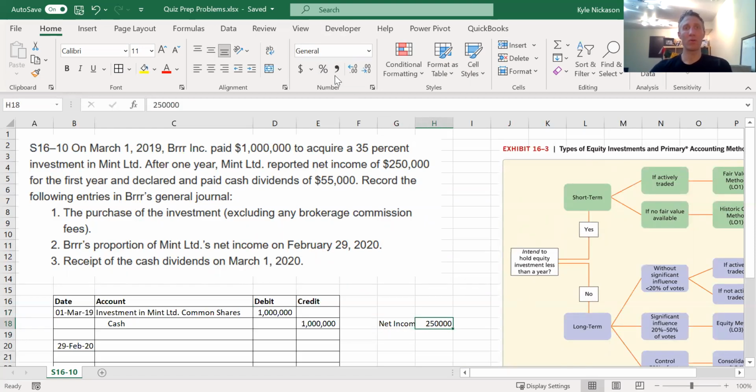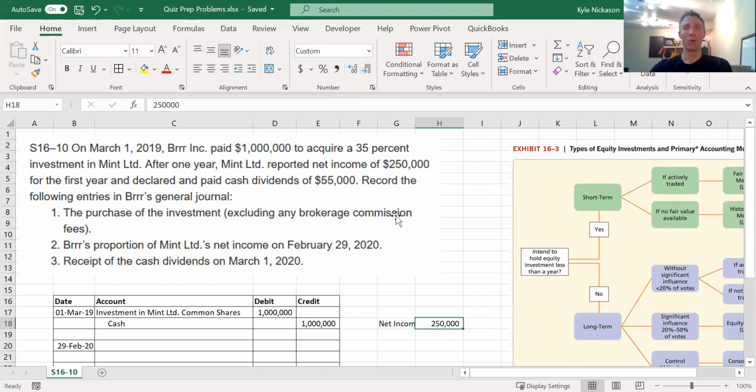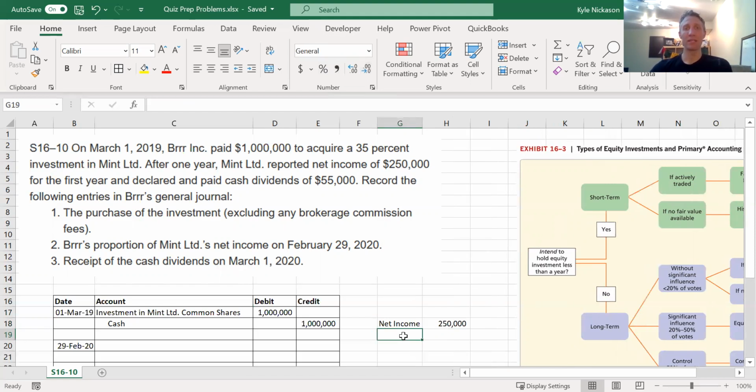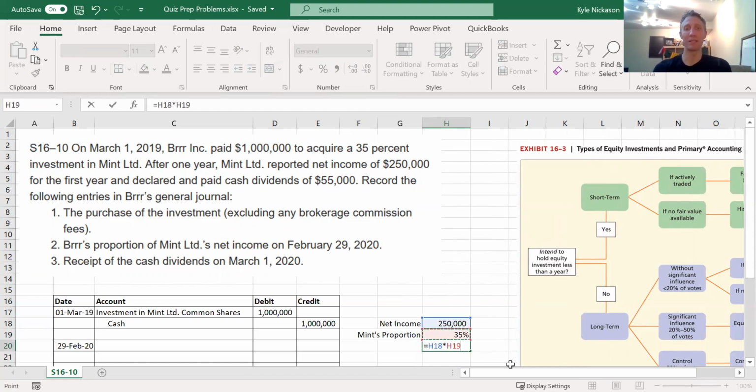This is their overall net income. What we need to figure out right now is Mint's proportion of that. And Mint's proportion is 35%. They acquired 35% of this organization. So I'm going to say their claim is 35% of the other organization's net income. So I'm going to multiply these two together.